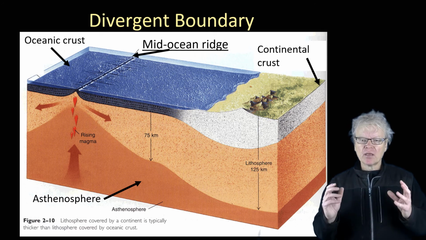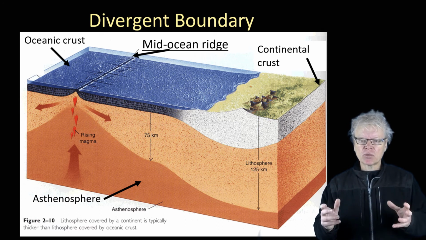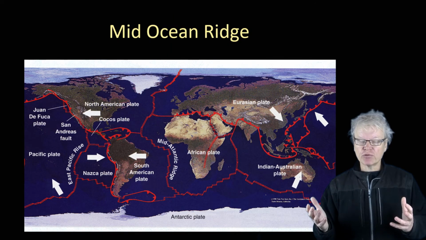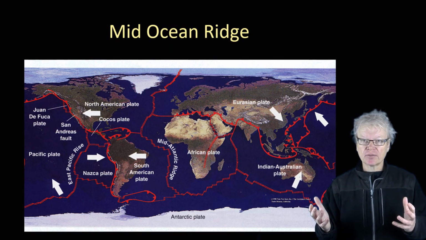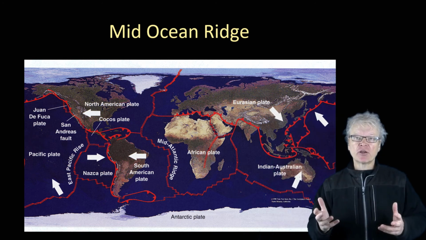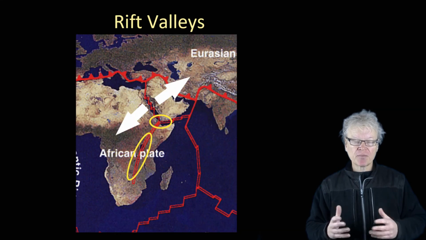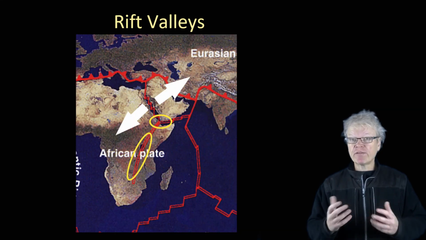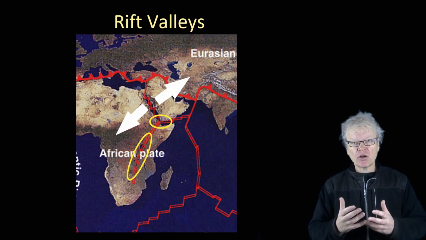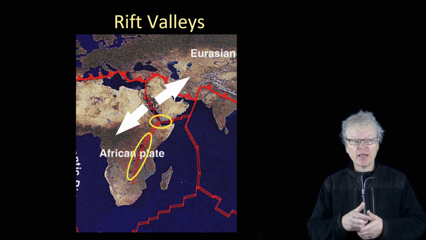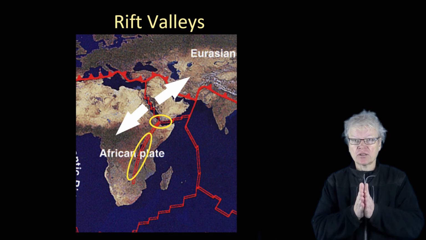Okay, so that's what we call our mid-ocean ridge, and here's a diagram showing you all the mid-ocean ridges on the Earth's surface. Now, I mentioned that there are other types of divergent boundaries, and another one is called a rift valley. This doesn't necessarily occur in the ocean. It can actually occur in a continent, so it can split a continent apart.